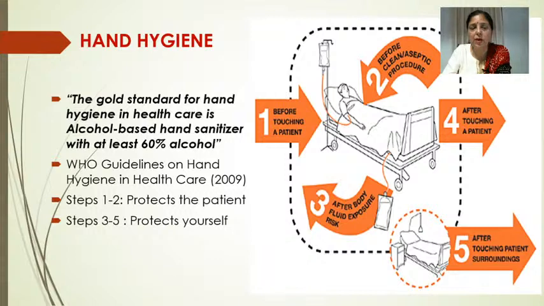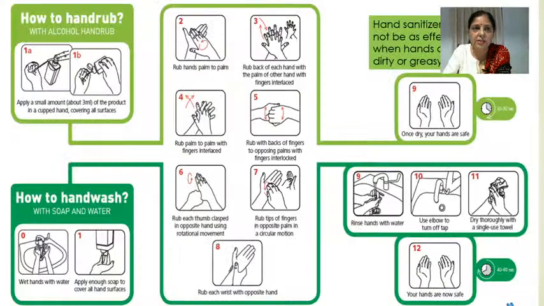So steps 1 and 2, that is before touching the patient and before doing a procedure, protect the patient, whereas steps 3 to 5, that is touching body fluid, touching the patient, or touching the surroundings, are protection to yourself. Now let's see the actual hand washing procedure. This is a pictorial diagram. We can see that we have taken a small amount, about 1 to 3 ml of liquid soap. First, we are doing it with the liquid soap.